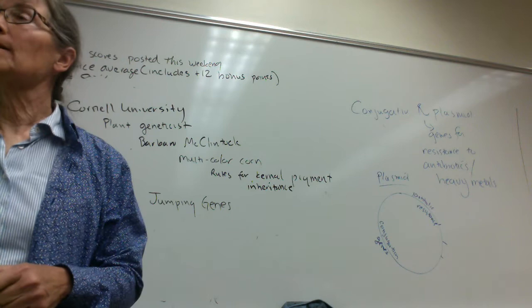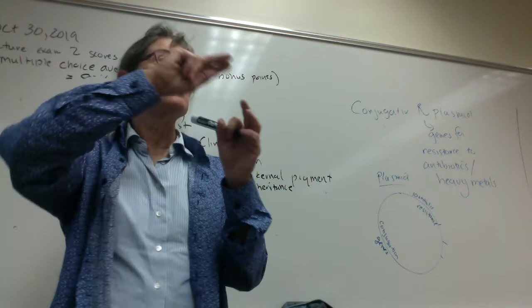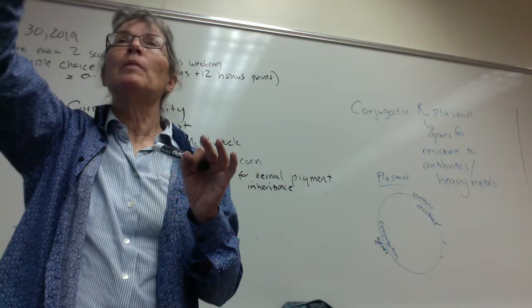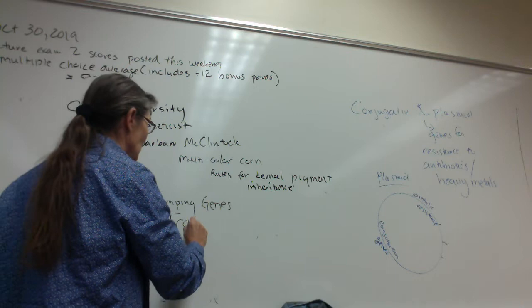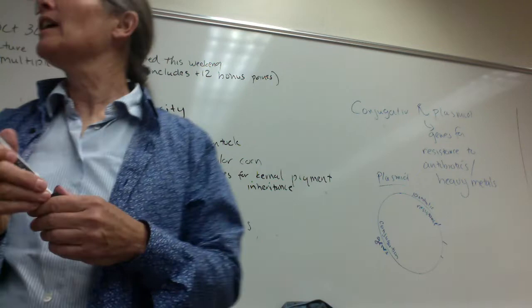So these jumping genes, they can move from one place on a chromosome to another. It's amazing. They can jump from a chromosome into a plasmid. They can jump from a plasmid back into the chromosome, right? The official names, these are called transposons. And you might say, well, okay, so what? Who cares? Well, guess what transposons can carry?